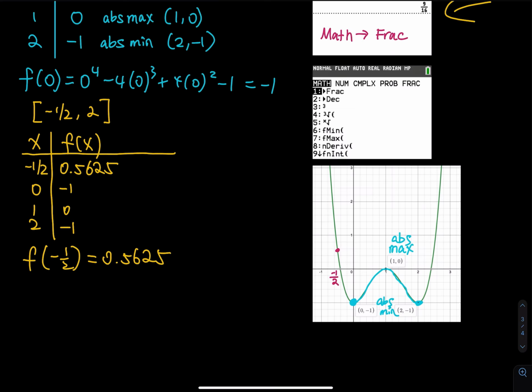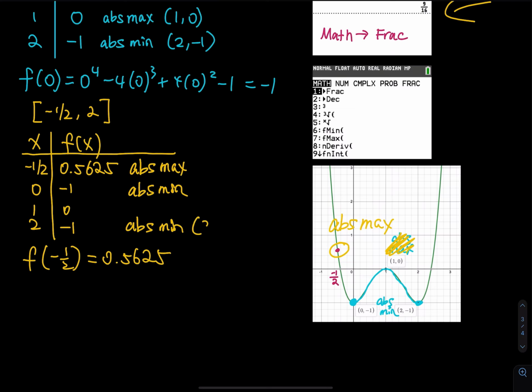So if you go from -1/2 to 2, it looks like this is no longer the absolute max, then this is the absolute max, right? Because that is the highest, so this is the absolute max. And then what about the absolute min? The two negative ones, right? So this is the absolute minimum, and this is the absolute minimum. So (2, -1) and then (0, -1).